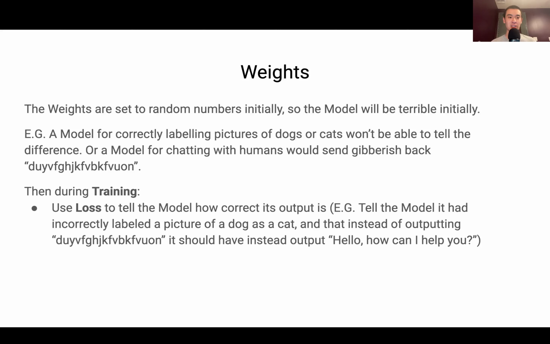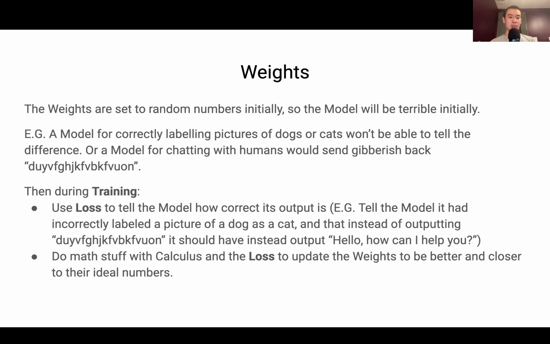Then, during training, we use loss to tell the model how correct its output is. For example, tell the model it had incorrectly labeled a picture of a dog as a cat, and that instead of outputting all of that gibberish, it should have instead output, "Hello, how can I help you?" Then, do math stuff with calculus and the loss to update the weights to be better and closer to their ideal numbers.